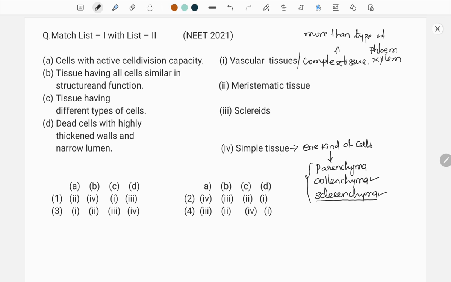So they are simple tissues, and meristematic tissues we know very well. They are actively dividing cells. They are always active. They are always young, small, compact. They are very young, energetic, actively dividing. They are very compactly located.